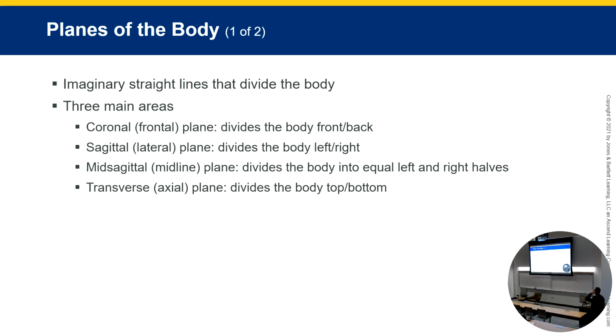Transverse plane divides the body into a superior and inferior, so top and bottom. So it's going to cut you right at the waist. Now, it's not just at the waist. It could be at any portion of the body. Okay. So you're slicing the body in half, and you're kind of looking from that aerial perspective downwards.